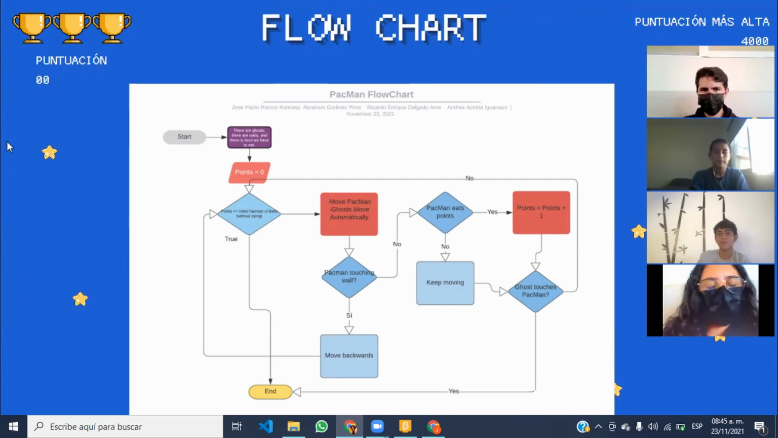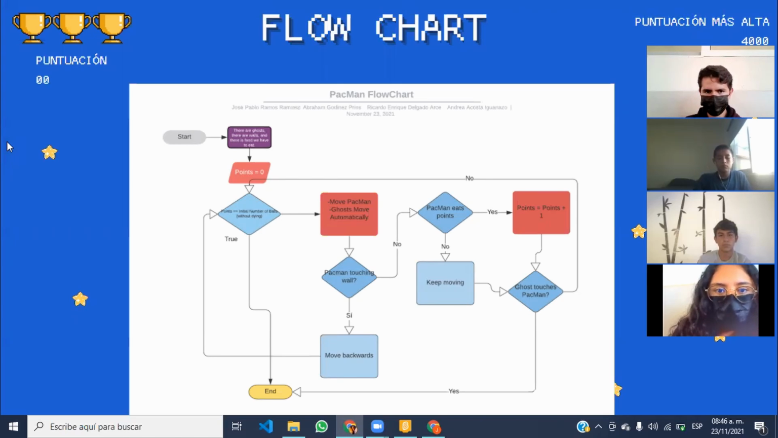Thank you. And well, this is our flowchart. At the beginning of this flowchart, it is established that there are ghosts, walls, and there is food that the Pac-Man has to eat. At the beginning of the game, the Pac-Man starts with 0 points. After that, the points are the initial number of balls that the Pac-Man has eaten without dying.